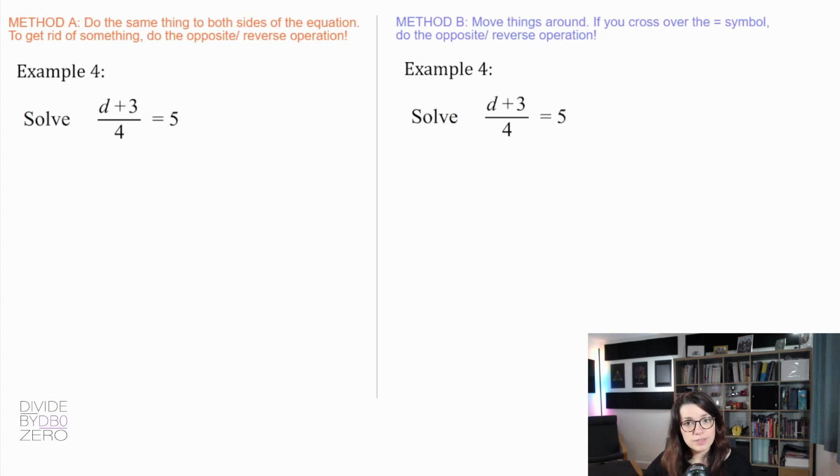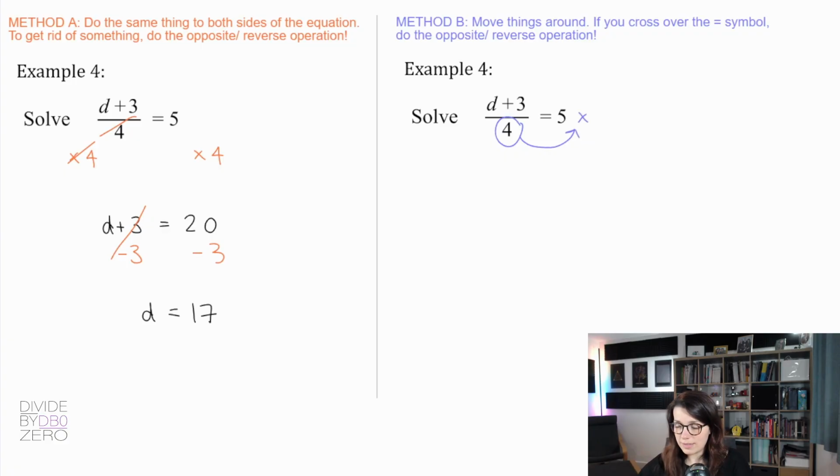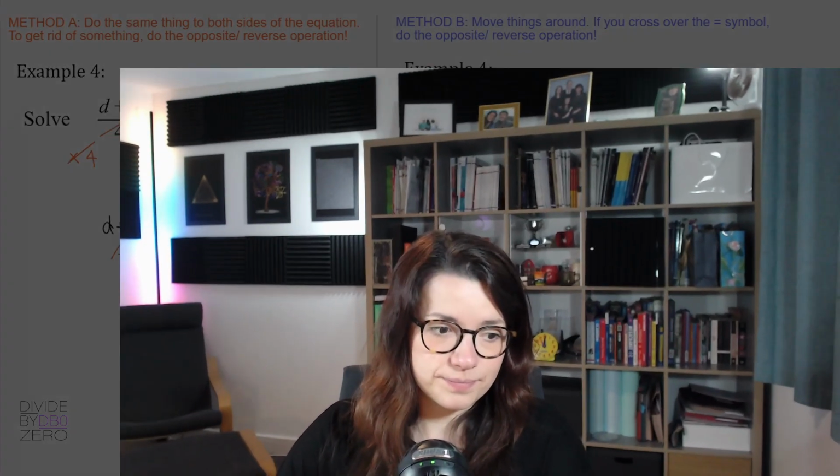Last example, method A. To get rid of the divide by 4, we can times by 4 on both sides because we always do the opposite or reverse operation to get rid of something. That will give us d plus 3 on this side and 20 on that side. And then we can subtract 3 from both sides. d equals 17. Method B, divide by 4, move that up to the other side, becomes times by 4. d plus 3 equals 20. Move the 3 to the other side, minus 3. d equals 17.